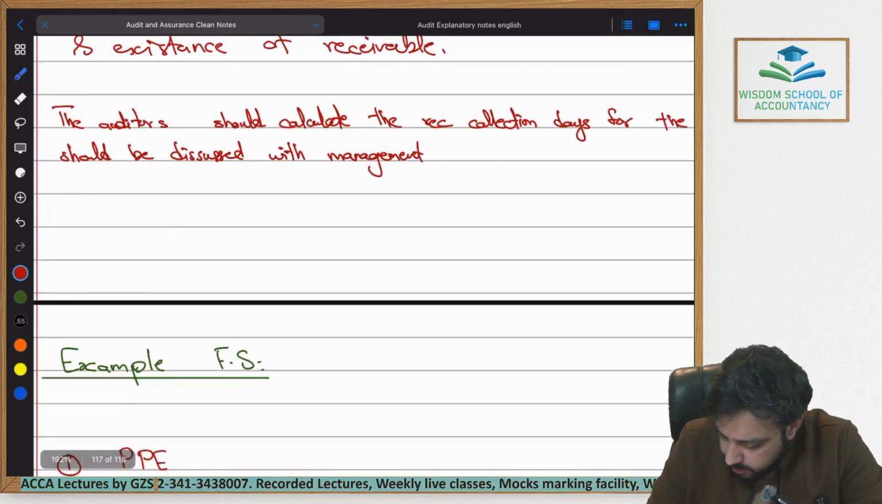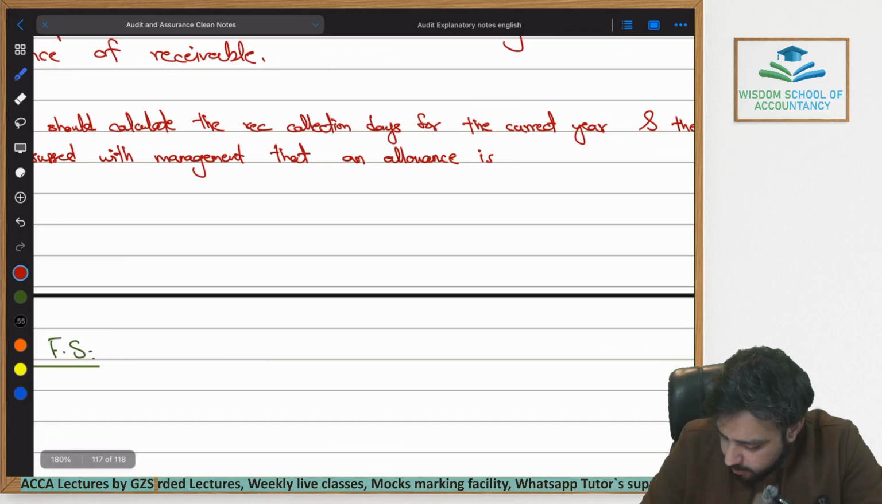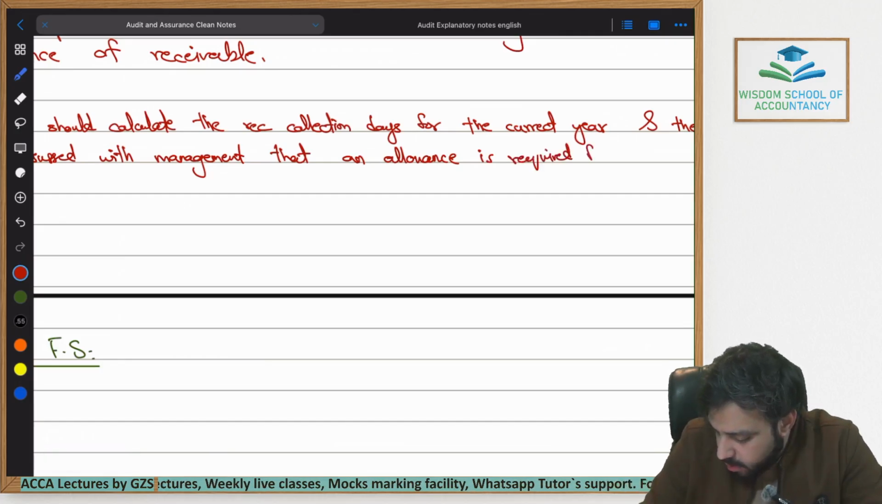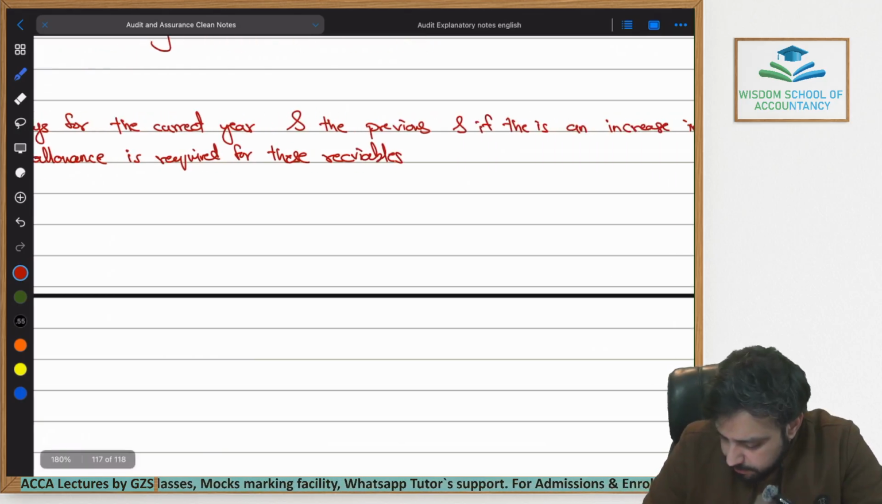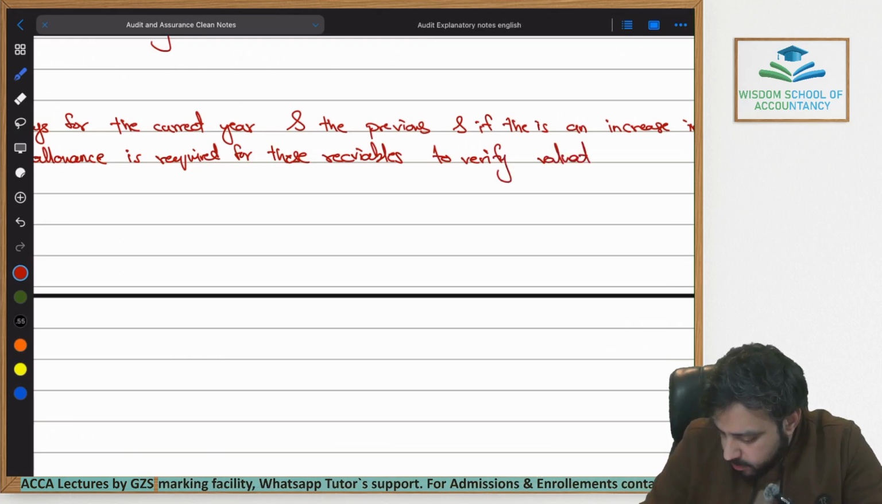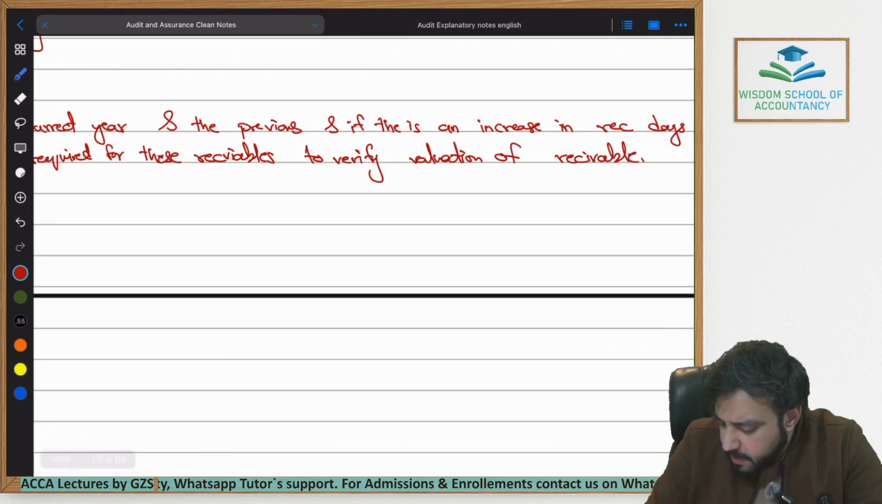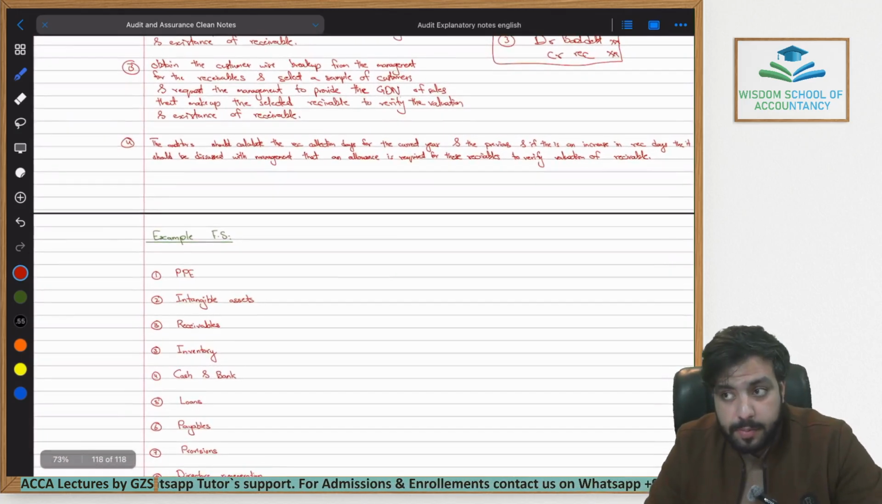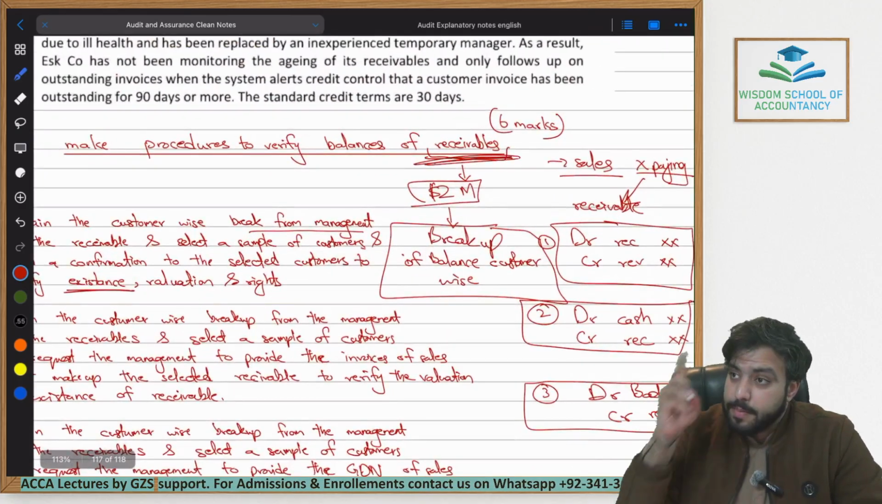Then it should be discussed with management that an allowance is required for these receivables, to verify, and this will verify what? To verify valuation of receivables. Please remember, we are not trying to verify the value of the bad debts recorded by the management. That was an expense. We are verifying the value of receivables only. Whatever impacts the receivable side.